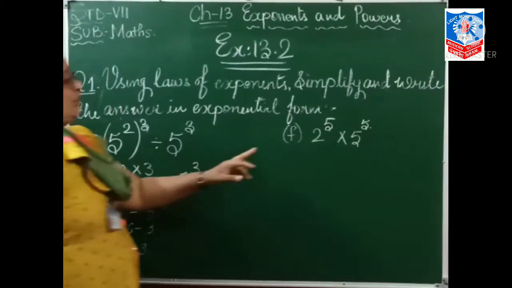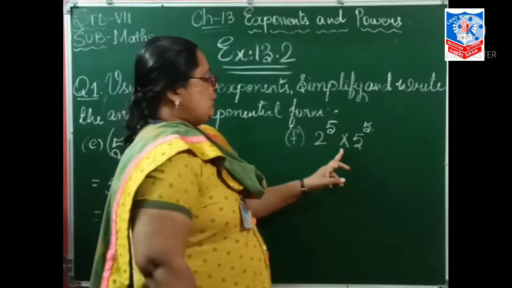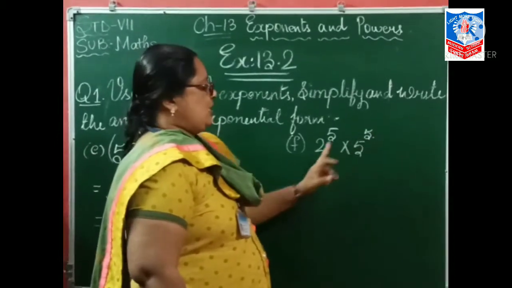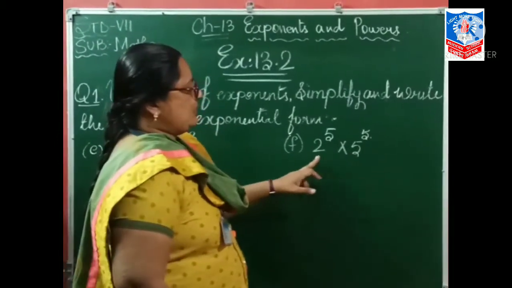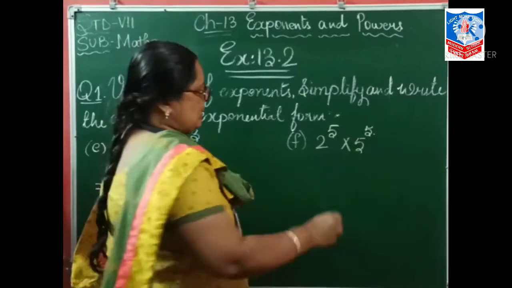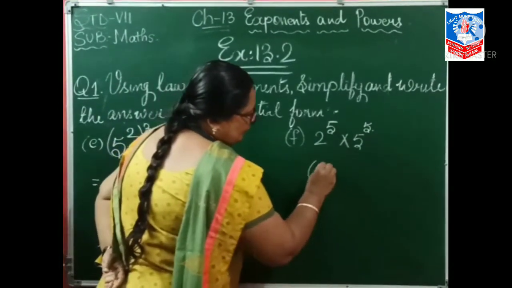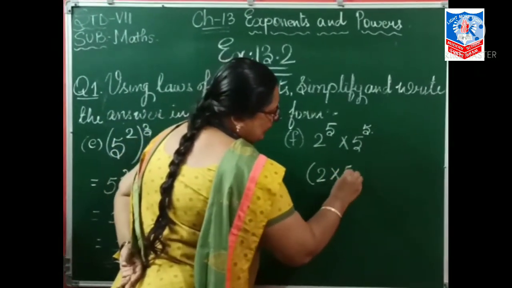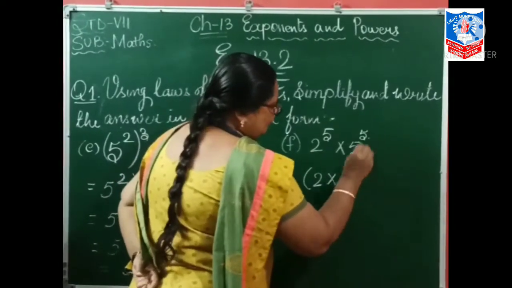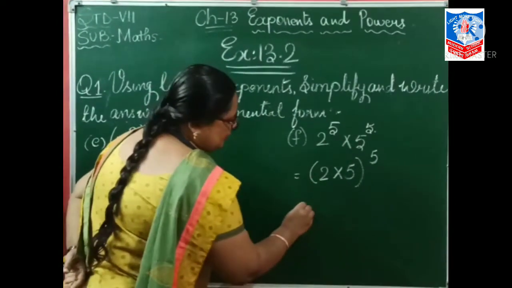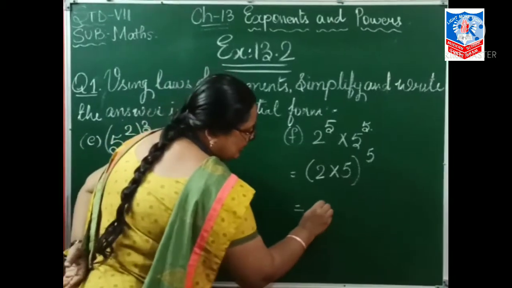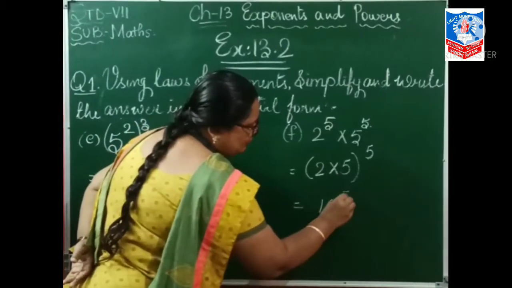Now see, 2 raised to the power 5 into 5 raised to the power 5. Here the base is different and the exponent is the same. So 2 into 5 raised to the power 5 is equal to, 2 fives are 10, 10 raised to the power 5.